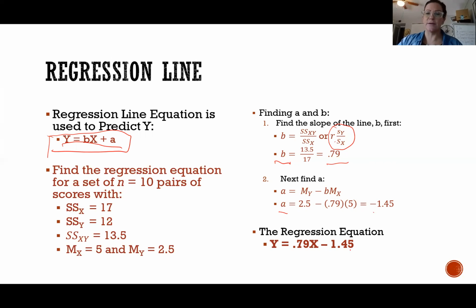So basically, let's put it this way. If our x is 0, then our y is negative 1.45, right? So that's how you calculate this out. You could plot several different data points and find what the scatter plot would look like for this in particular.